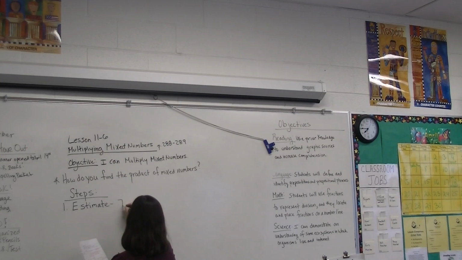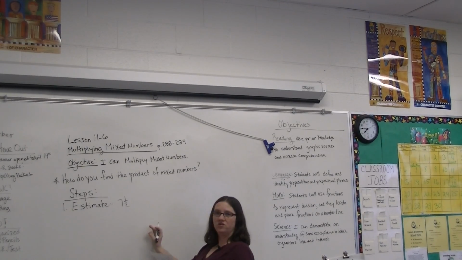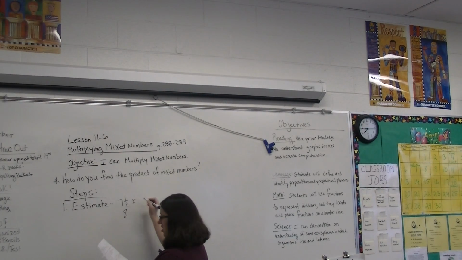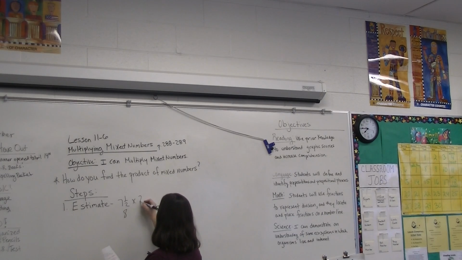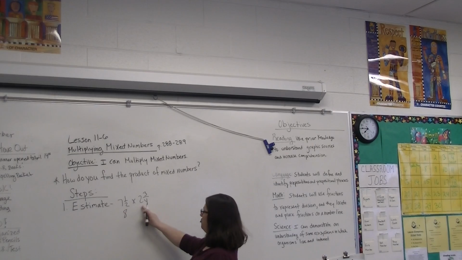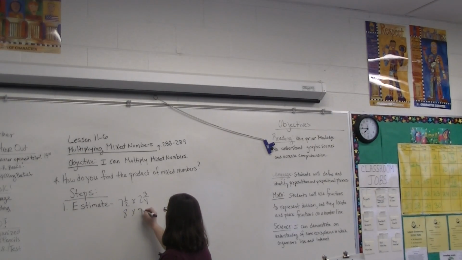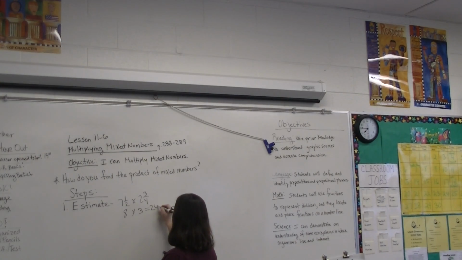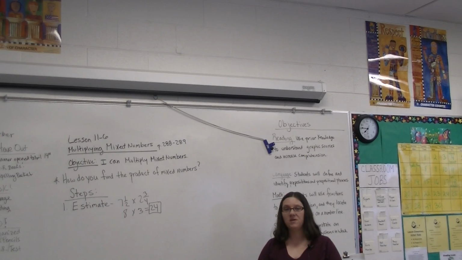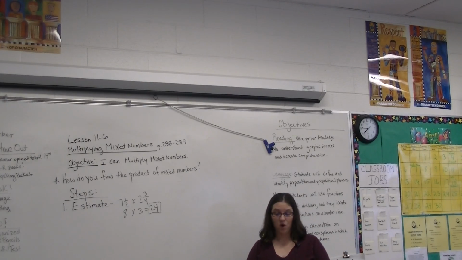We need to estimate 7 1/2. Is it close to 7 or is it close to 8? 7 1/2 is close to 8. And then we are going to multiply that by 2 3/4. Is that closer to 2 or is that closer to 3? That is closer to 3. So we have 8 times 3, which is 24. Again, remember, they like you to estimate because they want you to have an idea of your answer at the end to see if it is reasonable.